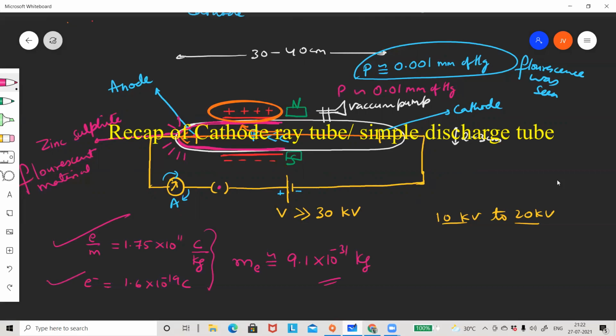So the outputs of this discharge tube were many. One, cathode rays must be negatively charged, or they must be charged, because they are getting deflected by electric fields and magnetic fields. They travel in a straight line. They have the ability to ionize any gas, otherwise how would the circuit be closed? Okay, so these are certain basic things.